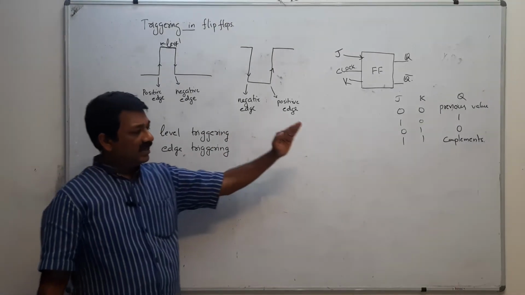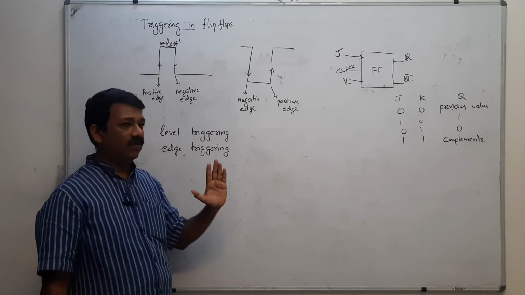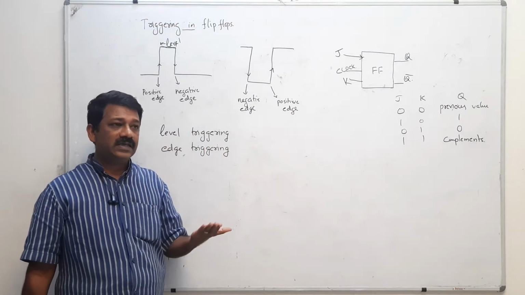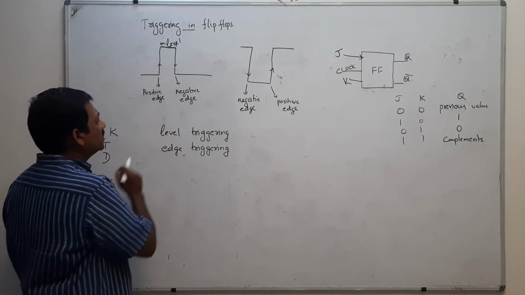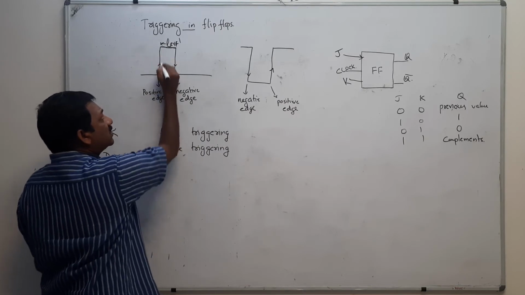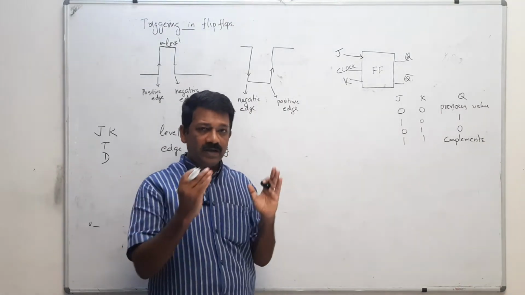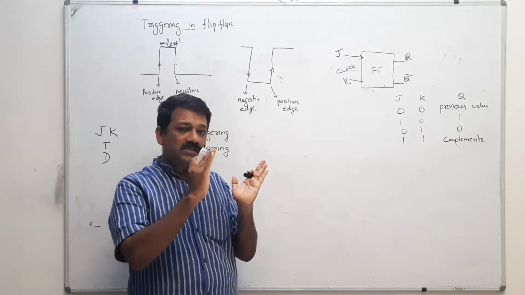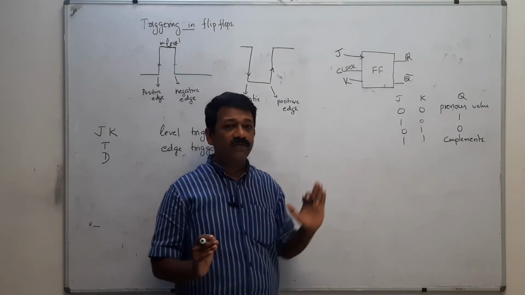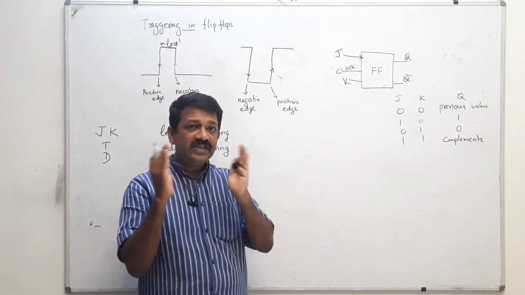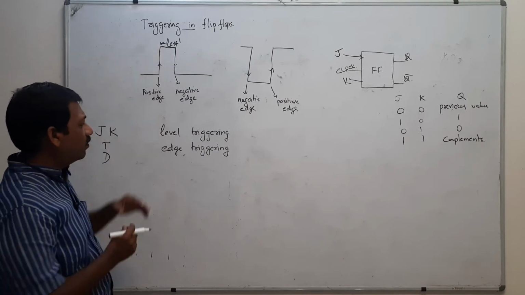Now, if you have a flip flop and that change happens when the clock is at its positive edge, that means from here to here, this is called the positive edge of the clock pulse. That means depending on the value of J and K, some change will happen to the output of the flip flop. That change will happen when the clock is in this positive edge. That is called positive edge triggering.